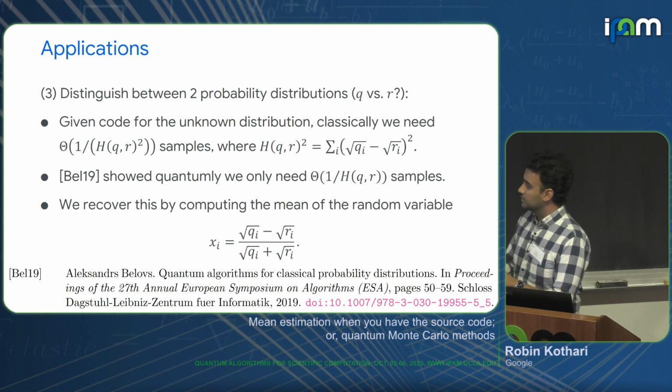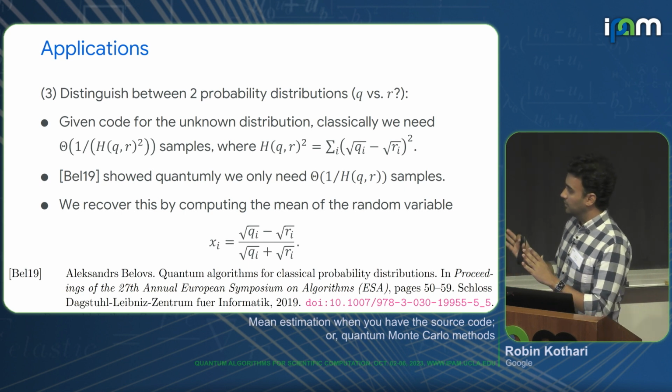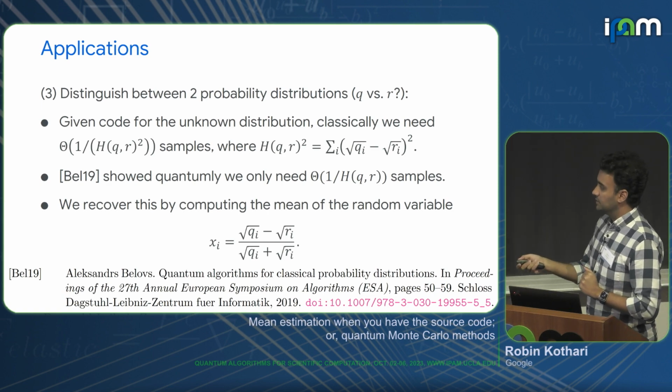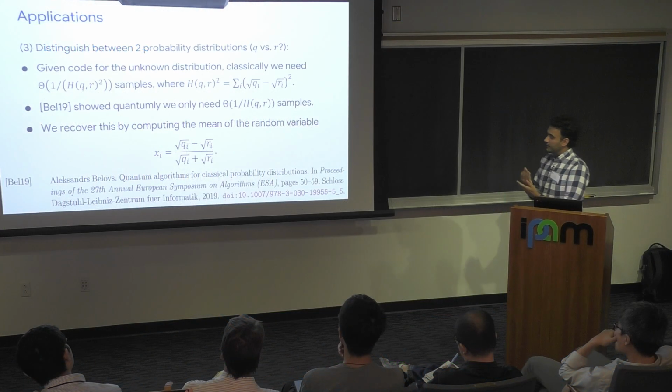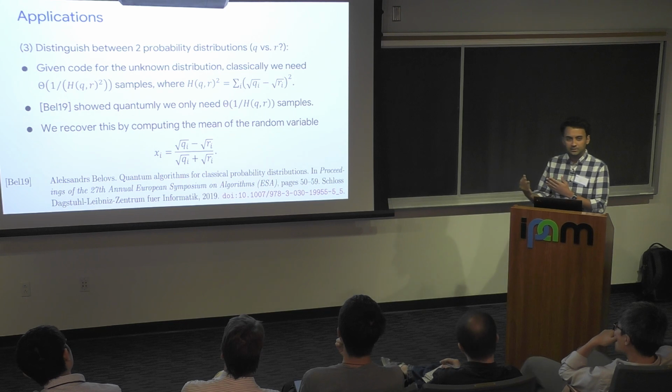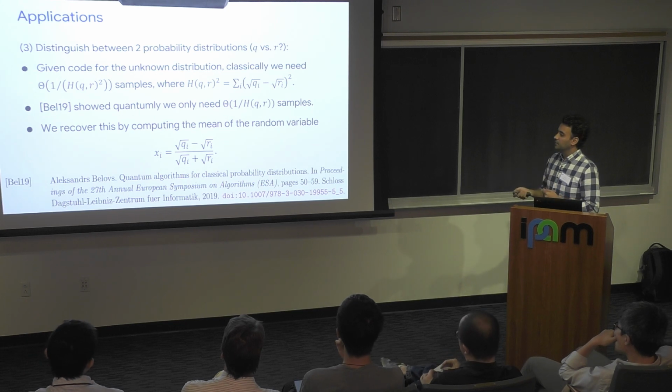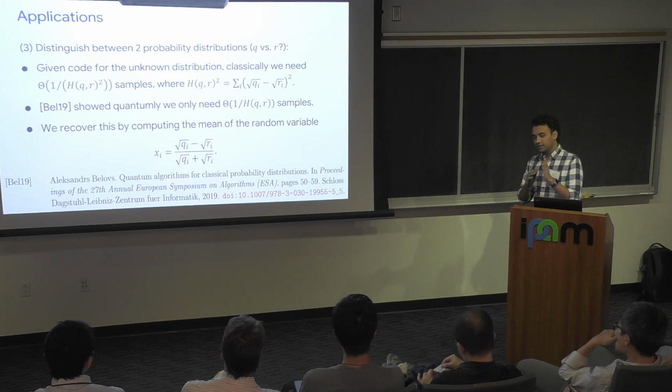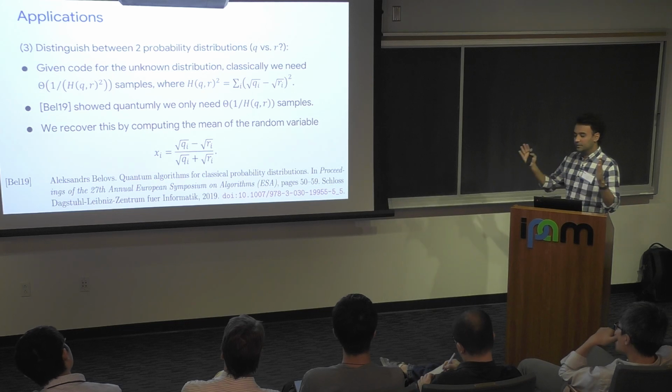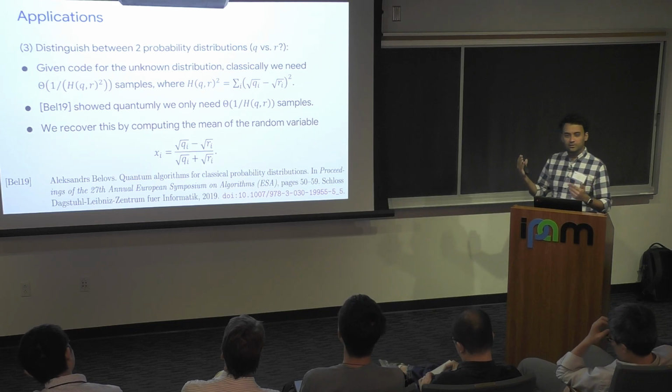I'll define an observable for you, or a random variable, whatever you want to call it, which is this object. And you evaluate this observable against the distribution that you were given, which is either Q or R. In one case, it'll evaluate to some value. In the other case, it'll evaluate a different value. And these two are well separated enough that you'll just know which of the two you came up with.